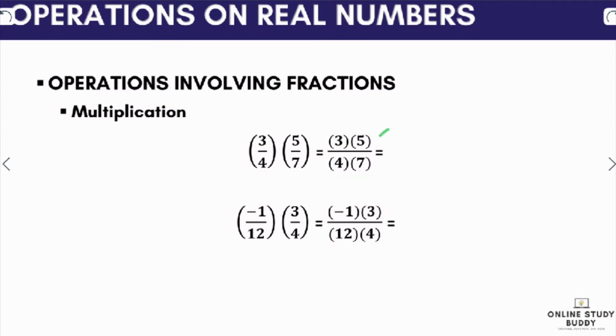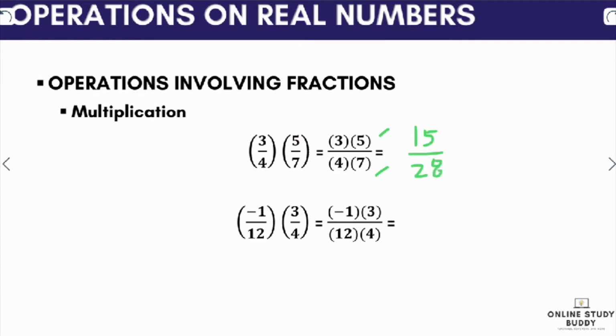Tapos, yun na yung magiging numerator nung result natin. And i-multiply lang natin yung denominator nila. Yun na yung magiging denominator nung result natin. So, in this example, 3/4 times 5 over 7, we have 3 times 5 over 4 times 7 equals 15 over 28.